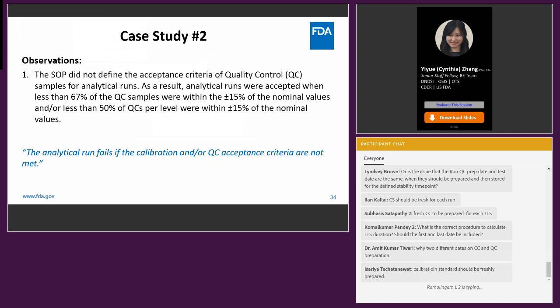The first observation is that the SOP did not define the acceptance criteria of quality control QC samples for analytical runs. As a result, analytical runs were accepted when less than 67% of the QC samples were within the ±15% of the nominal values, and when less than 50% of QCs per level were within ±15% of the nominal values. In general, the analytical run fails if the calibration and all QC acceptance criteria are not met.